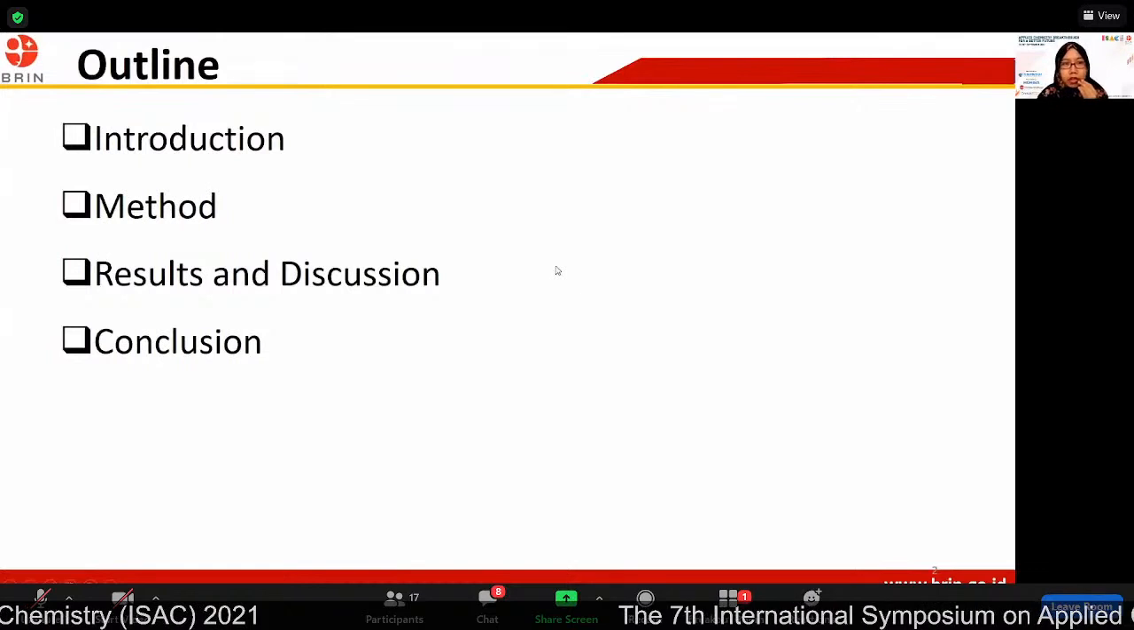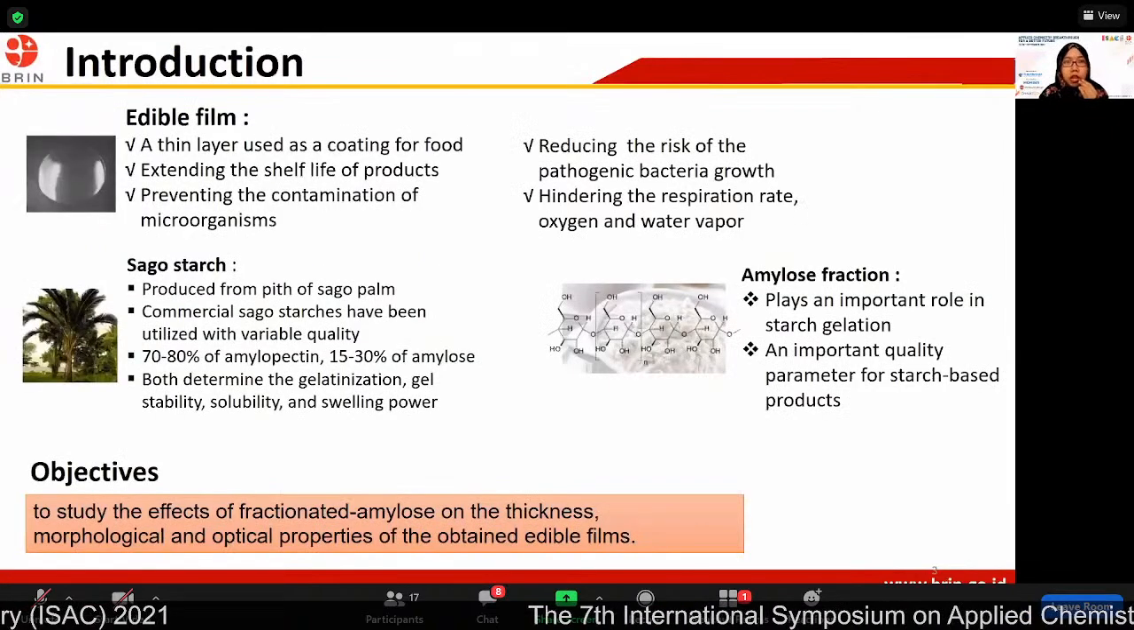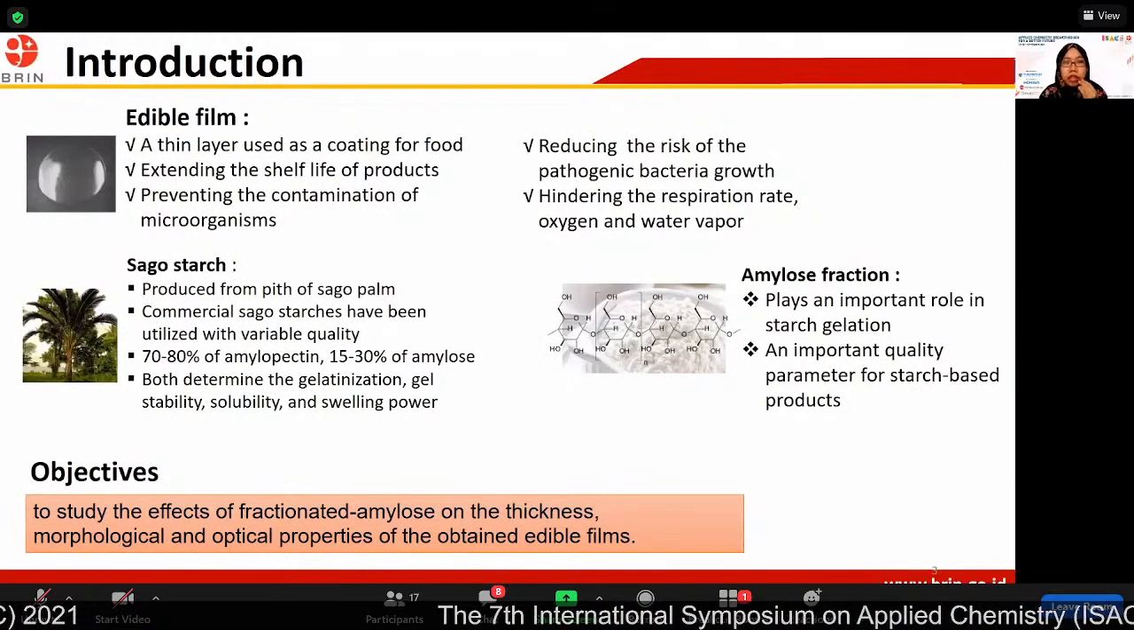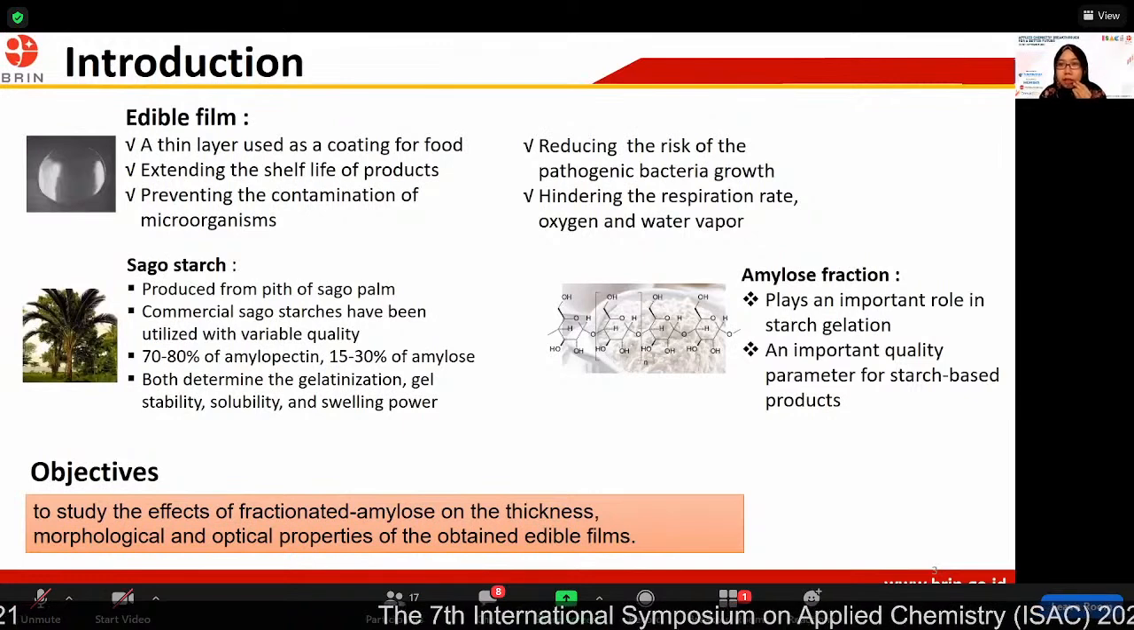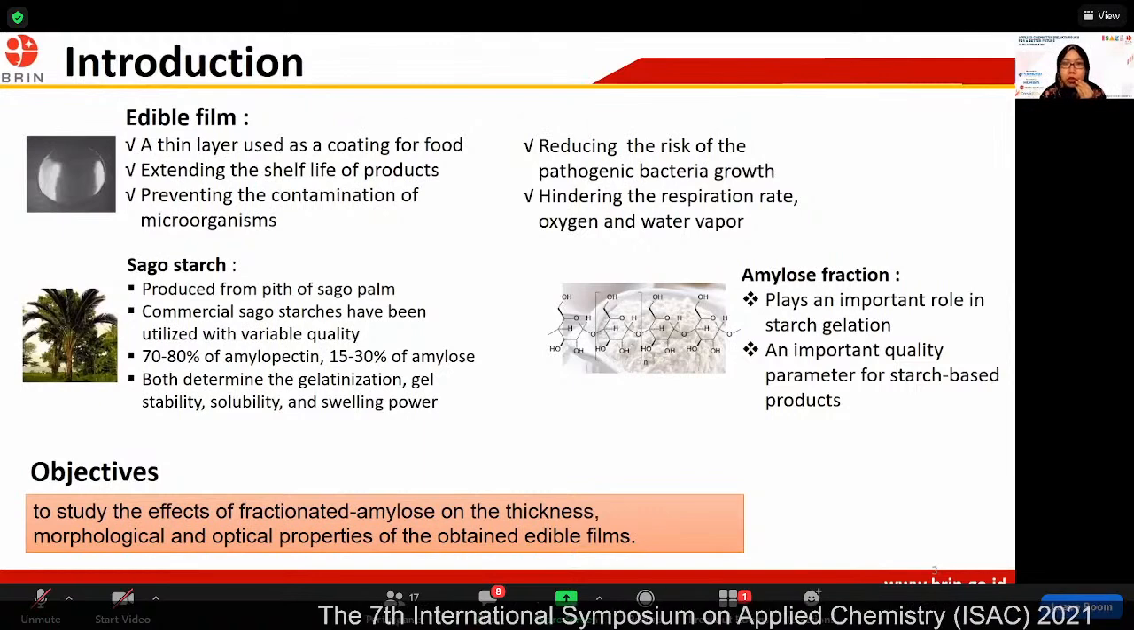At first, this is our outline, consisting of introduction, method, result and discussion, and then conclusions. As our introduction, edible film is a thin layer used as a coating for foods. It can extend the shelf life of products. It also can prevent contamination by microorganisms, reduce the risk of pathogenic bacterial growth, and also hinder the respiration rate, oxygen, and water vapor.